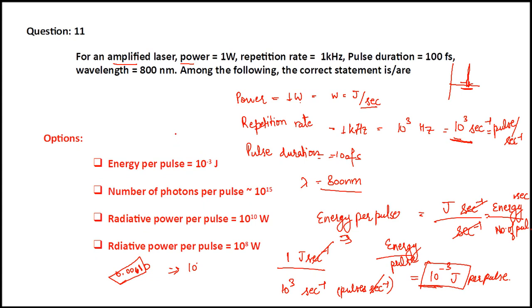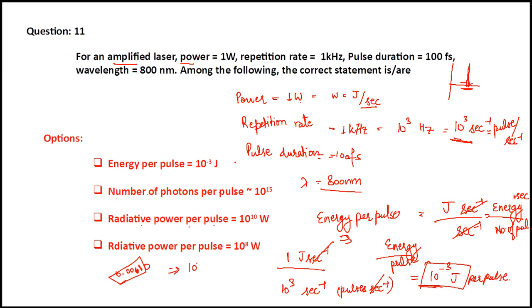Now the second thing they have asked: number of photons per pulse. Actually they want us to calculate the answer, and amongst these there are number of photons per pulse, energy per pulse, radiative power per pulse. So we have to calculate this and just tick the right answer if our calculated answer matches what they have written. So, number of photons per pulse. Now, how to solve this question?